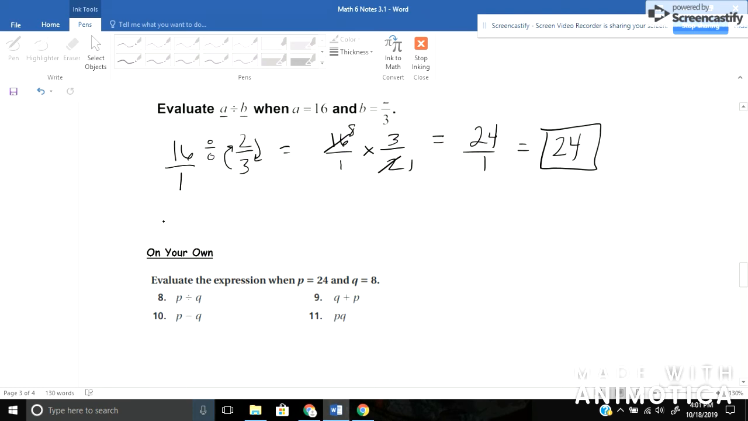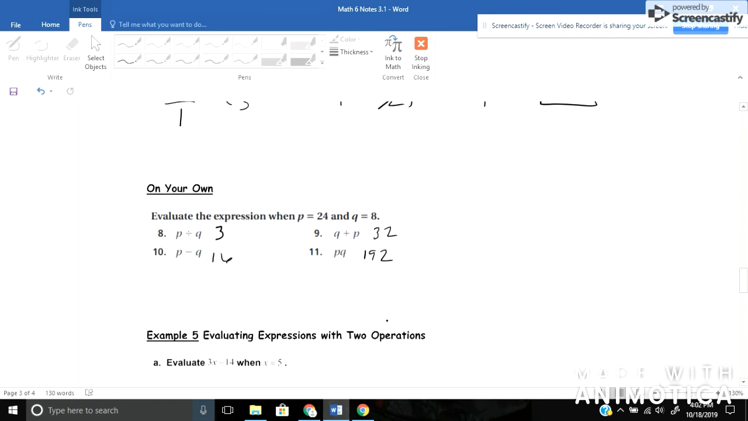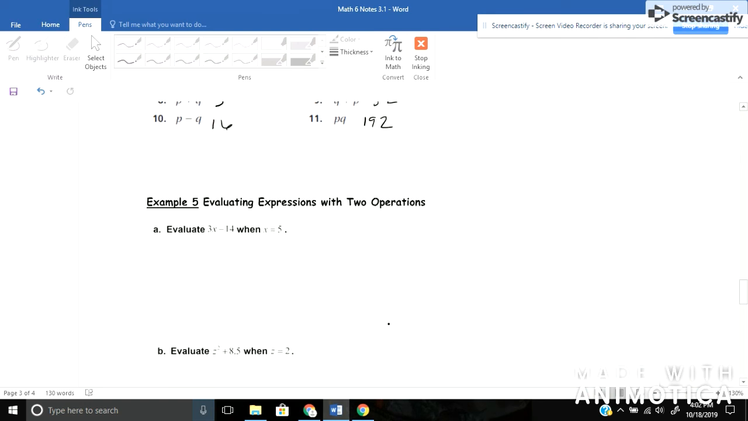Okay, for 8, you should have got 3. 9 is 32. 10 is 16. And 11 is 192. If you need any help, please let me know. Lastly, moving on to example 5, where it says evaluating expressions with 2 operations now.